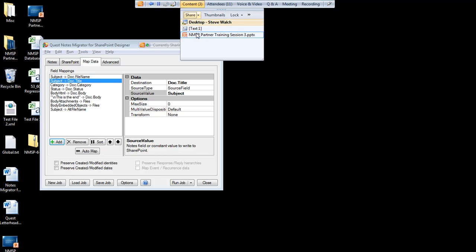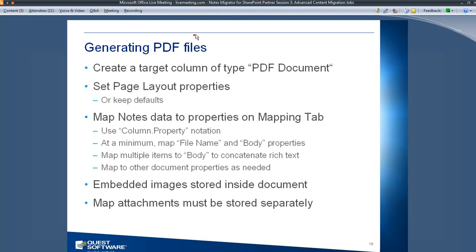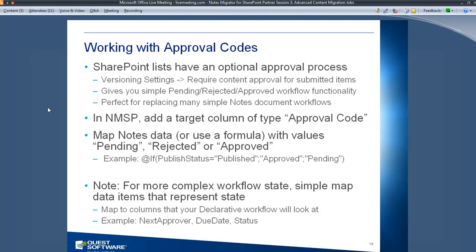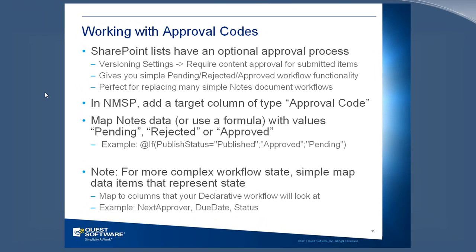Back to slides. I believe we're on our last couple of slides here. So one thing I want to mention is working with approval codes. SharePoint has a nice free approval process that you don't have to develop yourself. You just check a box in SharePoint: you go to Site Settings, Versioning, and Require Content Approval for Submitted Items. Once you turn that on, you get a free approval process in your list or your library. And so in SharePoint terms, a document can be pending, rejected, or approved. Now, that's obviously a fairly simple workflow, but it's a nice one.